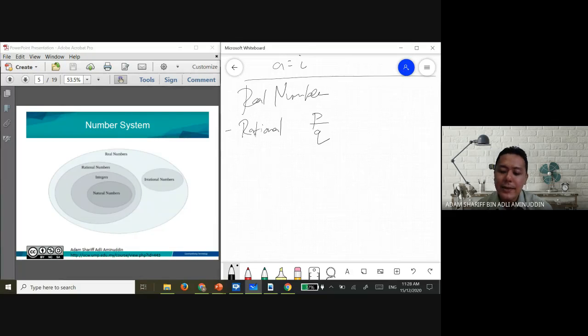It means the number is in the form of a ratio. Irrational number: a number that cannot be represented as a ratio. Bukannya nombor ni tak betul, bukan nombor ni gila, dia irrational. It cannot be put in the form of ratio. The famous form of irrational number is pi.